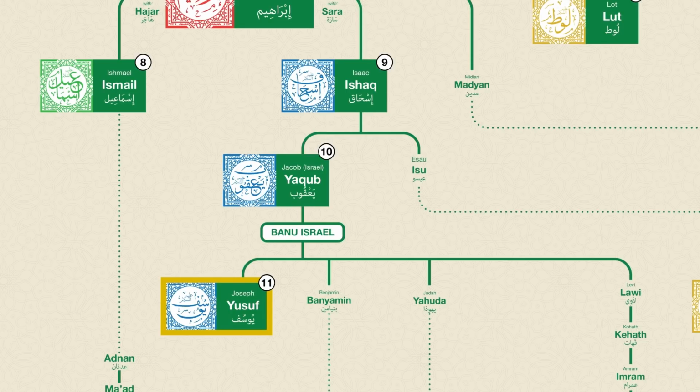Because of Zuleika, Yusuf is eventually put in prison, where he ends up becoming known as a person who can interpret dreams. To make a long story short, he ends up correctly interpreting the dreams of the pharaoh, for which he is then made vizier, or prime minister, of the entire country.